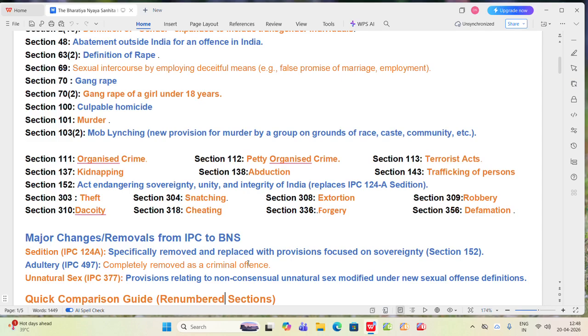Unnatural sex, IPC 377. The Indian Penal Code has Section 377, unnatural sex. The provision relating to non-consensual unnatural sex is modified under the new sexual offence definition.